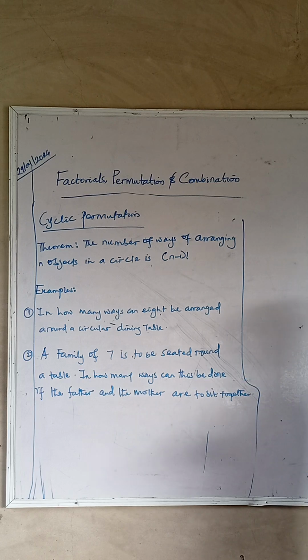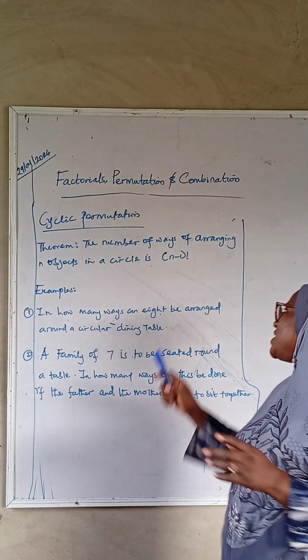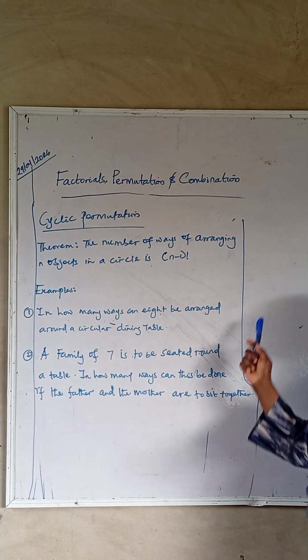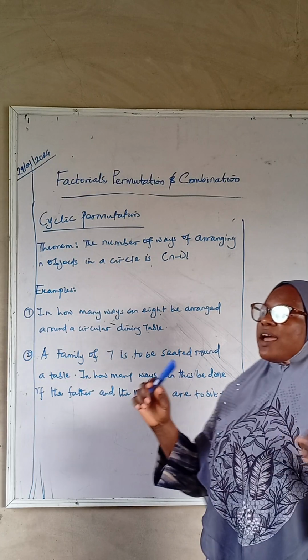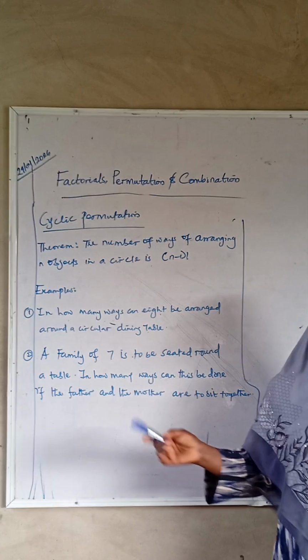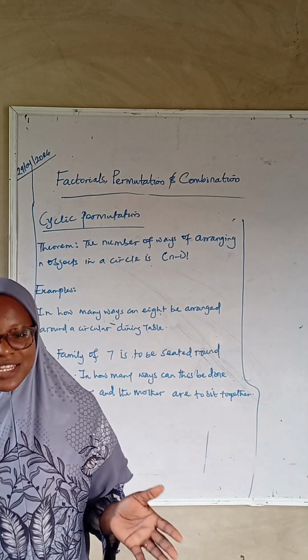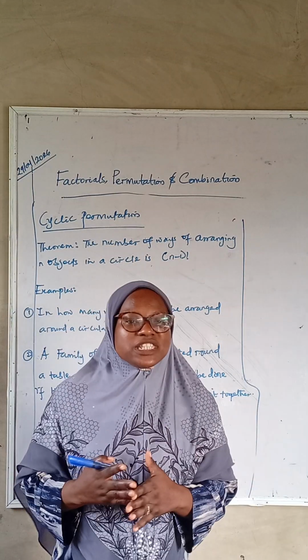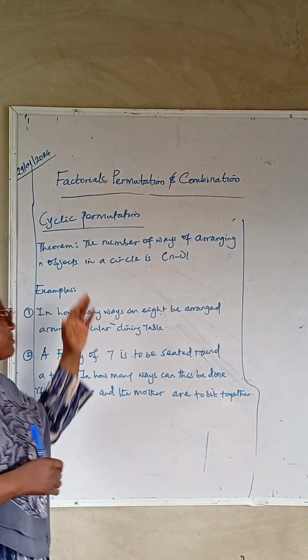Which is cyclic permutation. So there is a theorem that is binding cyclic permutation, and the theorem says the number of ways of arranging n objects in a circle is n minus 1 factorial. So when they say there is a theorem, that's an existing fact. You cannot subtract from it, you cannot add to it, you just have to take it like that. So it has been established.